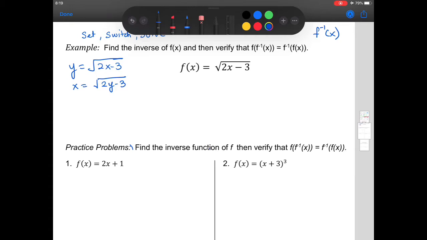And now I want to solve for y. How do I undo a square root? I will take the square, right? What I do on one side, I do the same on the other. So it is x squared. The square and the square root cancel out. I'm left with 2y minus 3. Add 3 on both sides.